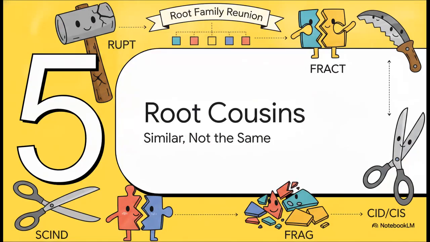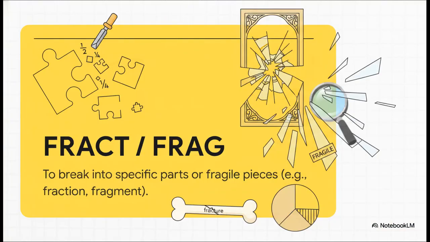Section 5. Root cousins. Similar, not the same. To be a true champion, you also need to be able to tell rupt apart from its extended family of root cousins, because they are kind of similar, but definitely not the same. Our first cousins are fract and frag.